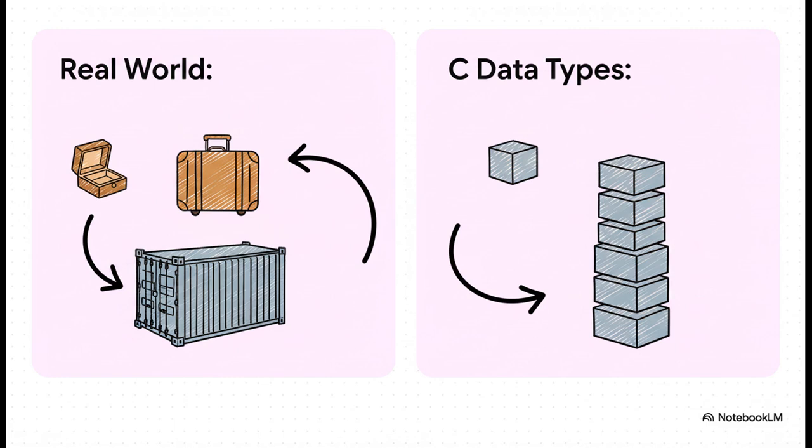And here's where it all connects. That tiny jewelry box, that's like a char data type. It's just one byte, perfect for a single letter or a very small number. The suitcase is your standard int, a really good general-purpose size for most things. And that shipping container, that's your long, an enormous 8-byte container for truly gigantic numbers. Choosing the right data type is literally like choosing the right size box.